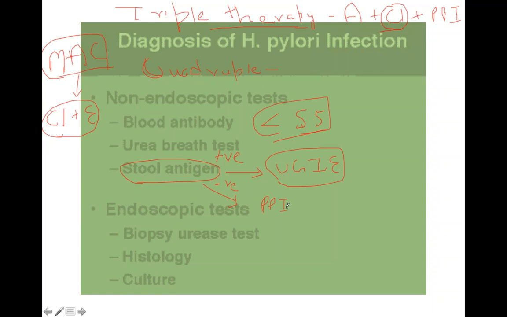Okay, and if there is no relief, we go for upper GI endoscopy. Clear? Any questions? So this is the protocol we follow. A patient less than 55 years of age comes with dyspepsia. We will go for the stool antigen test. If it is positive, we treat the patient. Patient says, I'm relieved. Thank you very much. We will go for the stool antigen test again to confirm the eradication.